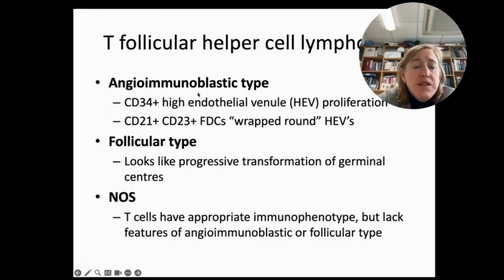You can genuinely see them without immunostaining, but they're CD34 positive high endothelial venules. And you have follicular dendritic cells that wrap themselves around these venules. Meanwhile, the follicular type looks a bit like progressive transformation of germinal centers or even dermatopathic lymphadenopathy. And then anything that doesn't fit these patterns is put into a not otherwise specified category.